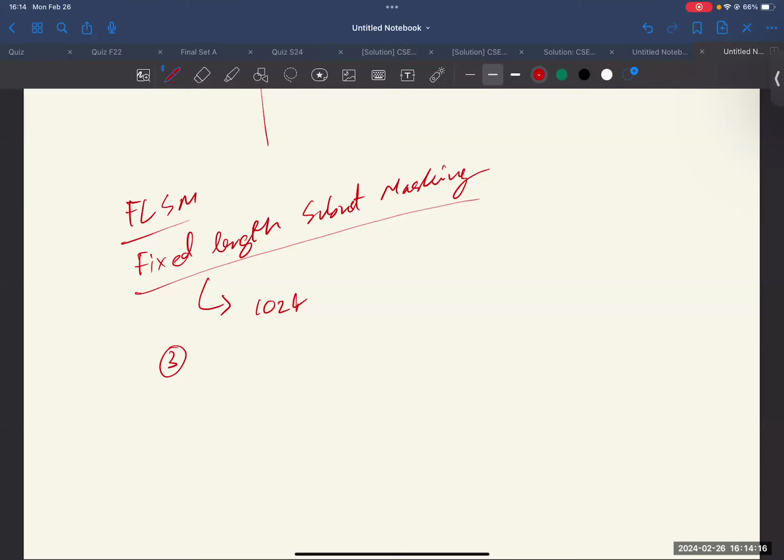Now, can I represent 3 with binary numbers? I cannot. I need it to be 2 to the power something. So to represent 3 subnets, I require 2 squared, or 4 networks. So I have to divide it into 4 equal parts, which is 256.